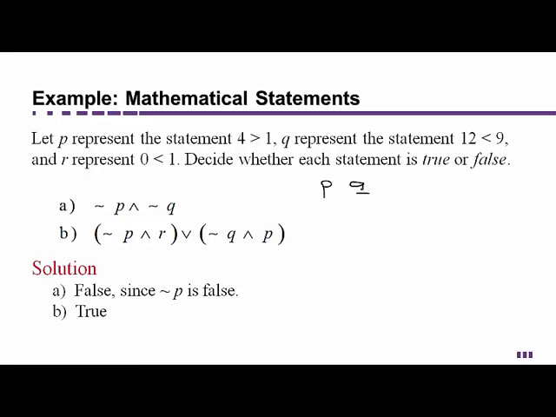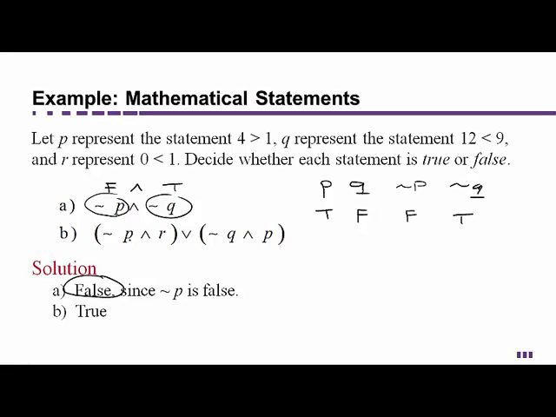All right, so here's P and Q. P is 4 greater than 1. That's true. Q is 12 less than 9. That's false. So obviously, the negation of P is false. The negation of Q is true. So here, the negation of P is false, and the negation of Q is true. So we're really asking what happens when you have false and true, and you can see it's false.